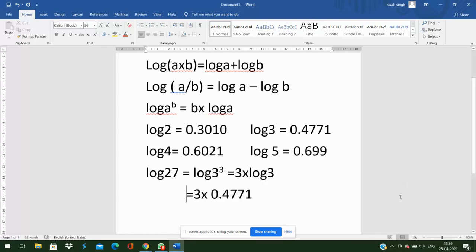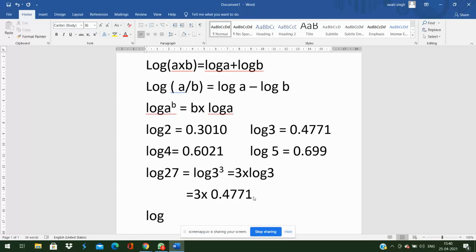Now what will we do? We'll multiply 3 with 0.4771 and it will be easier to know the answer. Or suppose 25 is given, then you can take 5 squared, it will be 2 into log 5. And if you know the value of log 5 is 0.699, then you can take 2 into 0.699. So it's very easy to understand. But I will tell you how to use the log table also. It is not possible to learn all the values.